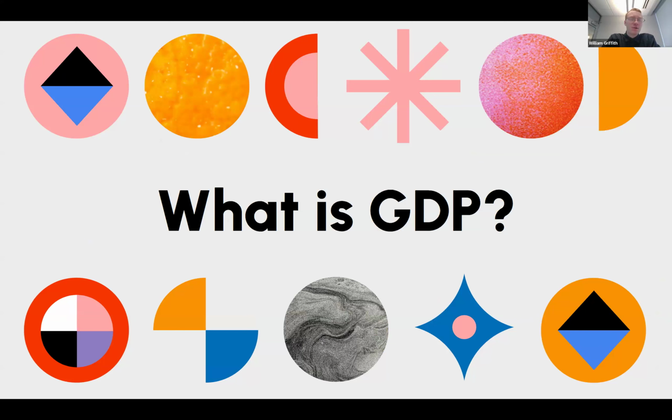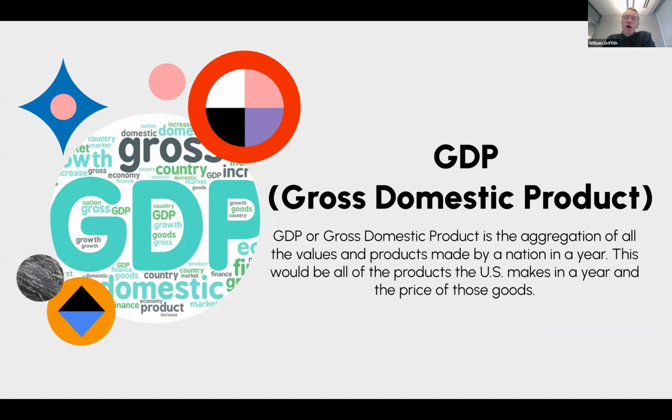So first of all, if we're going to talk about GDP and its uses, I think it's best we know what GDP is to start off. Of course, if we don't know what GDP is, then we can't do anything with it. So GDP stands for gross domestic product, and it's the aggregation of all values of production and services by a nation in a year. An example would be all of the products the United States makes and sells that are new to the people.